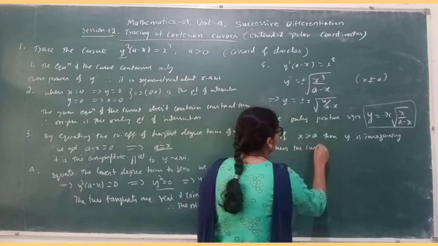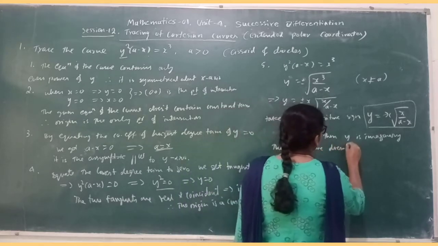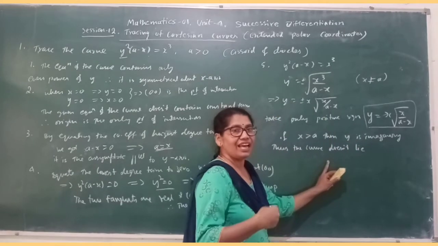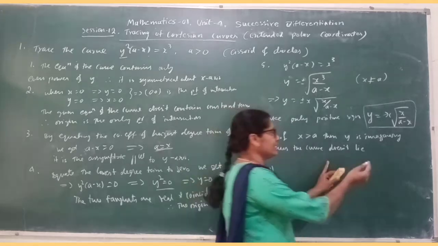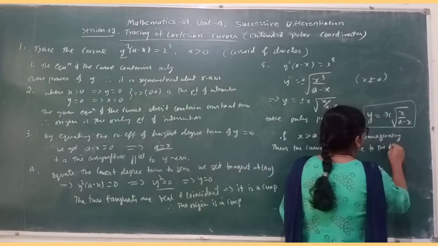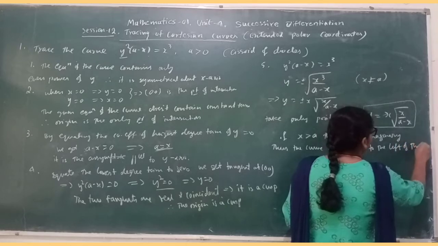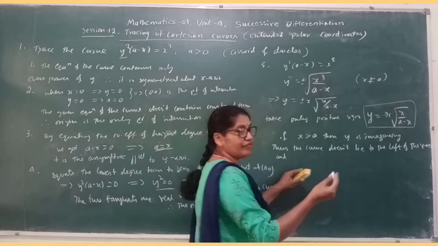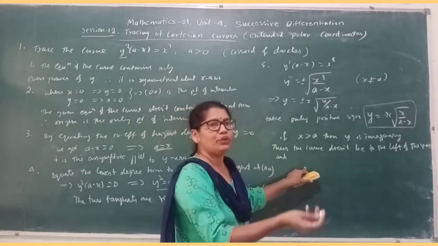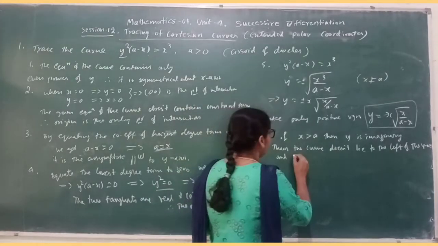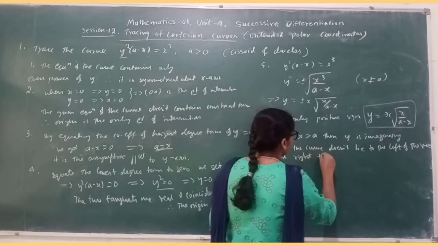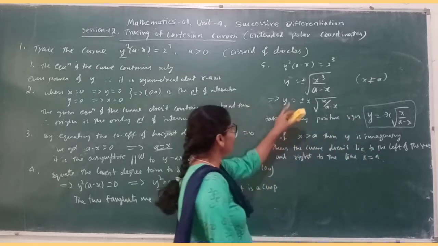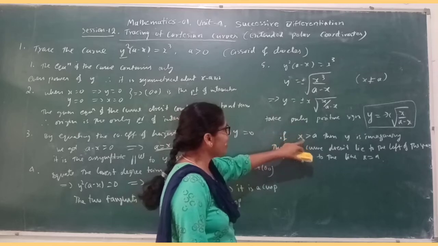Thus, the curve does not lie to the left of the y-axis and right of the line x is equal to a. Now we got the idea of where the curve exactly lies.